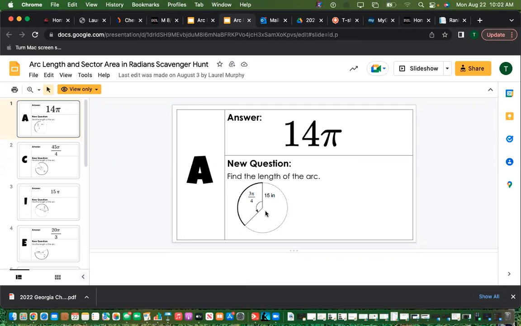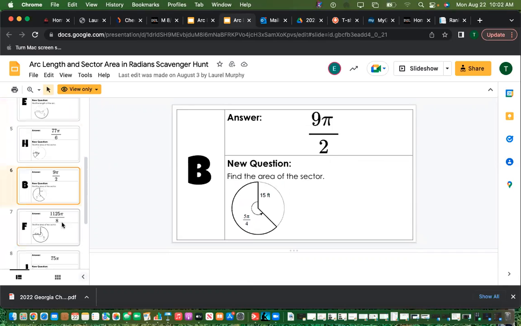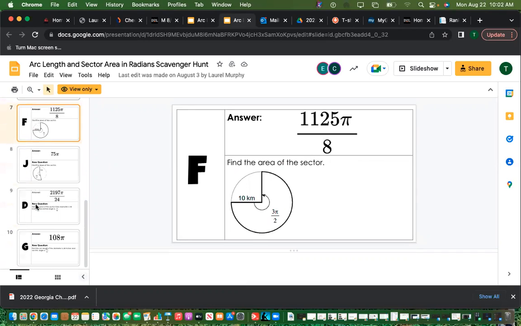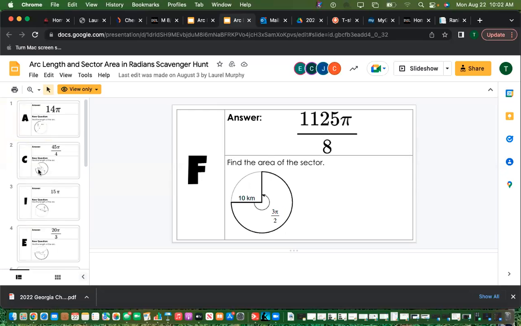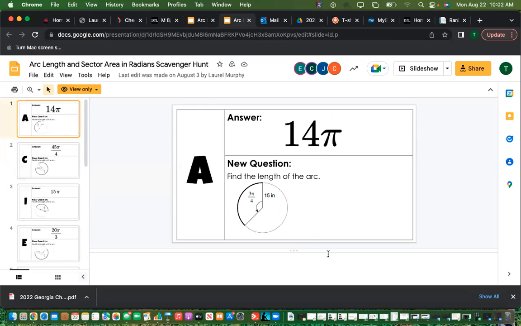You're going to answer this question. You're finding the length of the arc. Then what you're going to do is find the answer on one of the other slides. So let's say this is that answer. Now you'll answer this question and then go find the answer on another slide. If you don't find the answer, guess what? You probably did it wrong. Notice how all of these are in radians though. There's only 10 problems, so it won't take you super long. We're going to do the first one together though, that way we start off on the right foot.